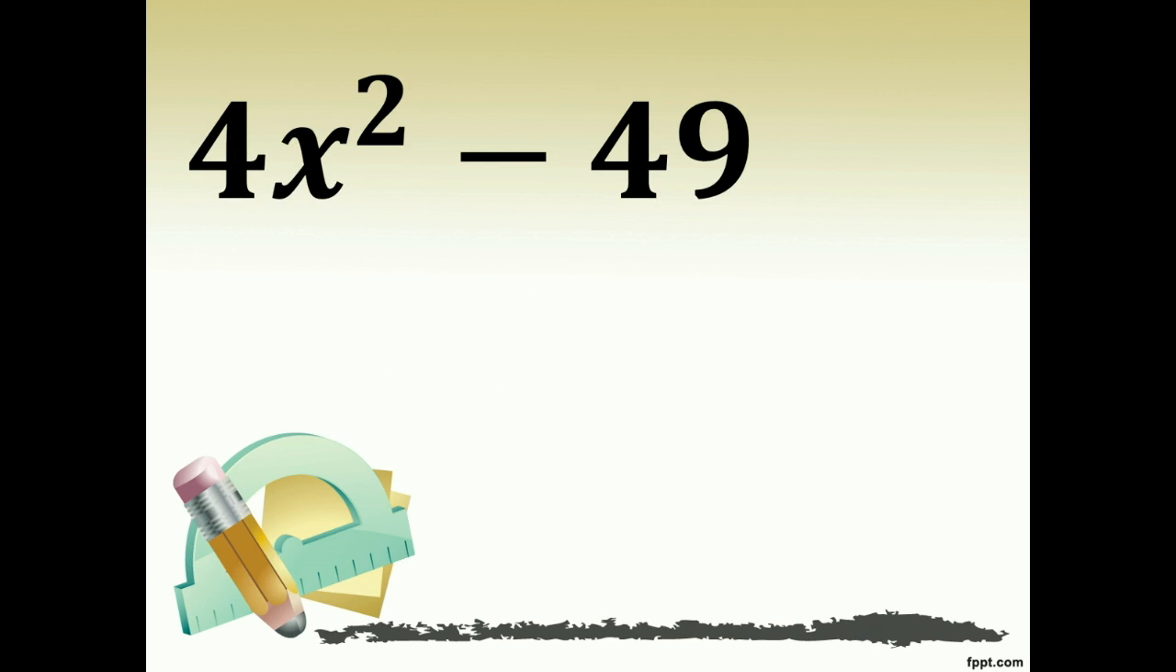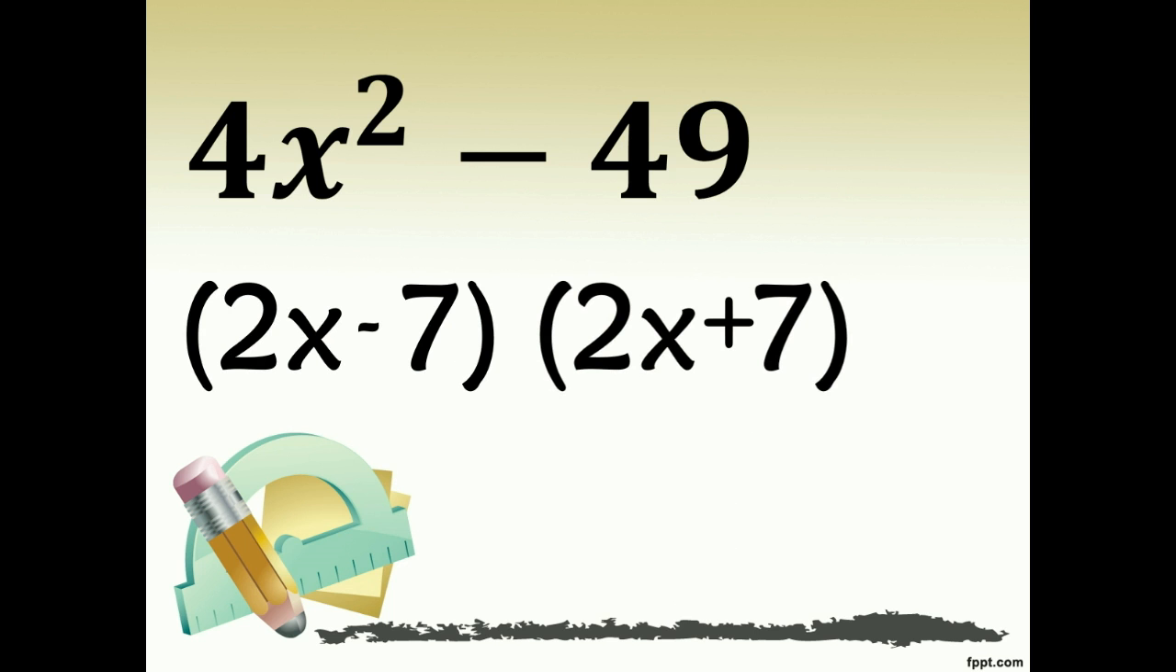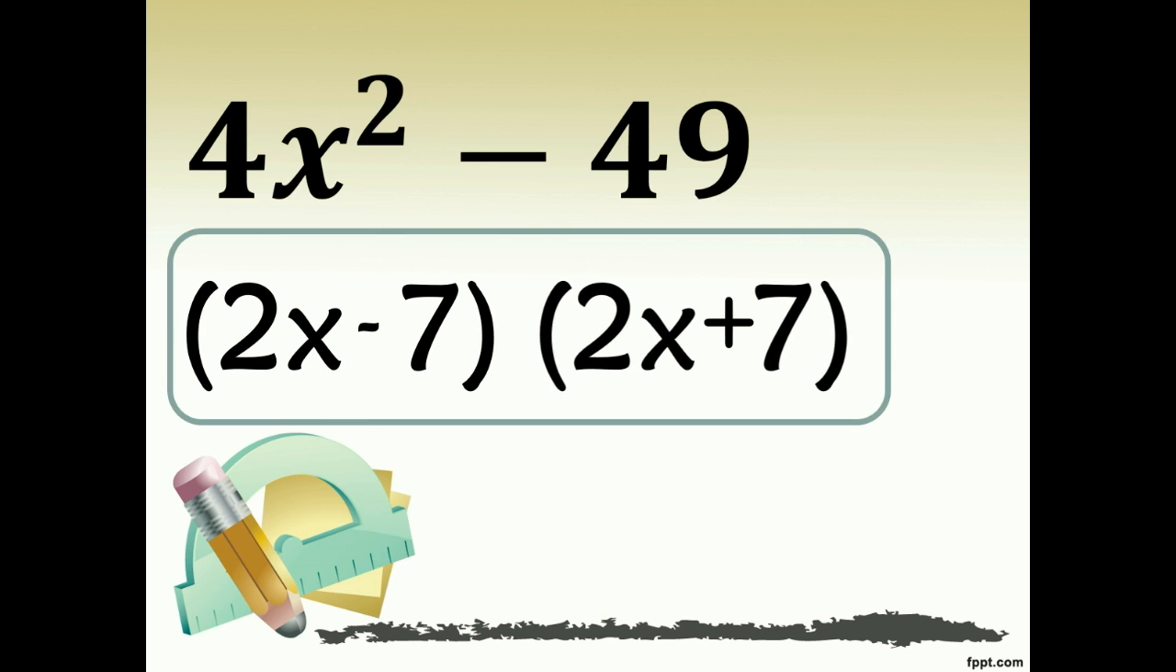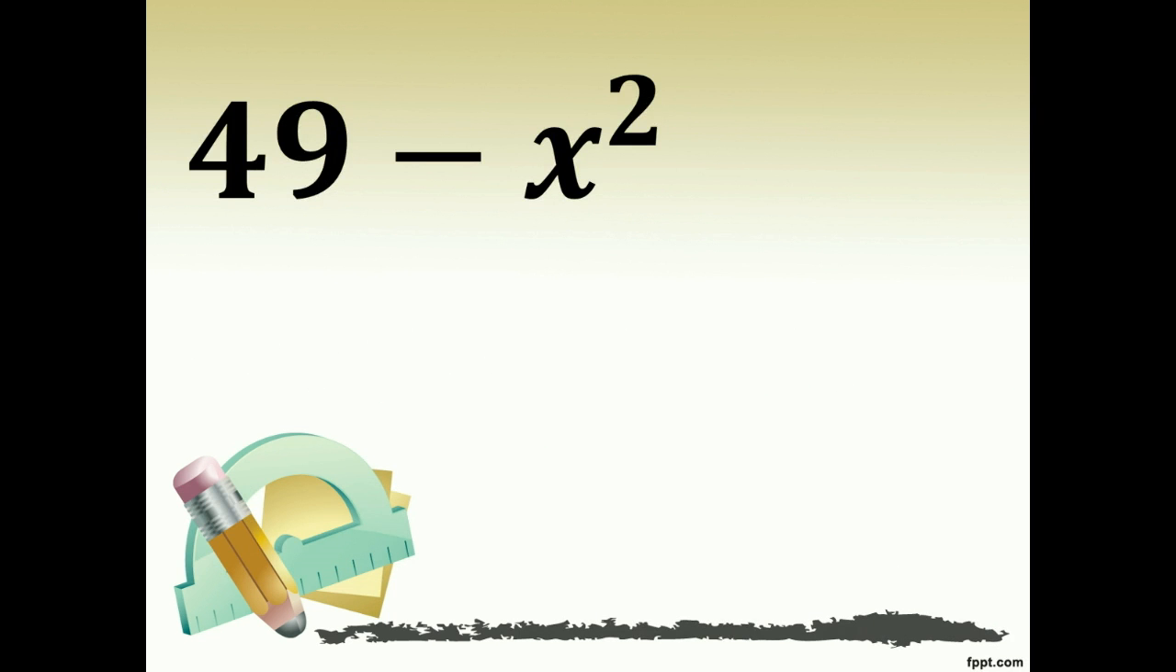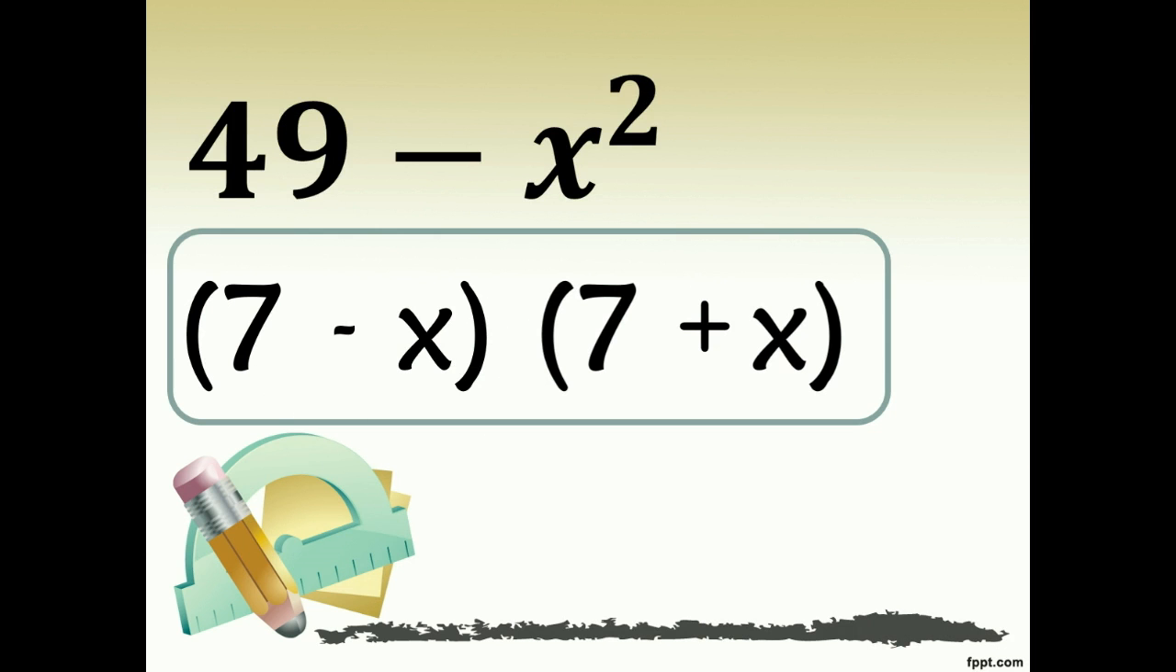Square root of 4x squared is 2x, and square root of 49 is 7. Double the factors, and then one is negative and one is positive. Final answer, 2x minus 7 times 2x plus 7. Next, we have 49 minus x squared. Square root of 49 is 7, while square root of x squared is x. Double, one is negative, one is positive. Final answer, 7 minus x times 7 plus x.